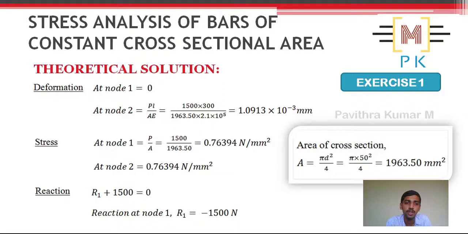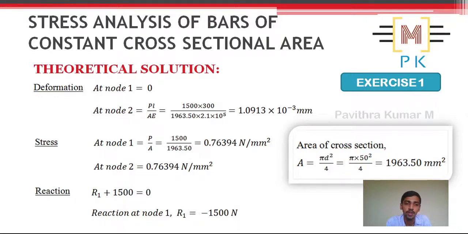If we need to calculate the deformation at node 2, we will use the standard equation for the deformation, that is PL divided by AE, where P is the applied force, L is the length of the bar, A is the area of cross section, and E is the Young's modulus for the material of the bar. If we substitute all these values, the final value of deformation at node 2 becomes 1.0913 into 10 to the power minus 3 millimeter. Now we will proceed for the calculation of stress.